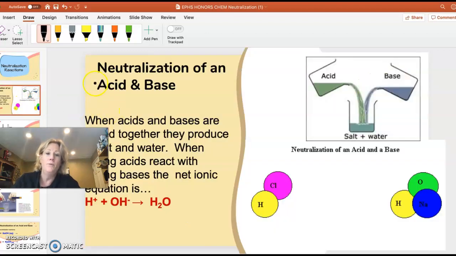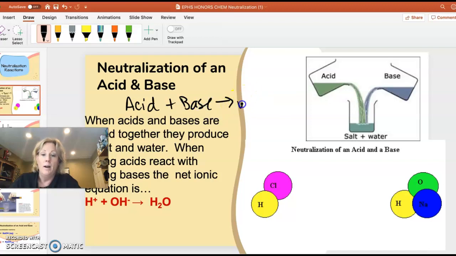So when you do a neutralization, the reaction is always acid plus base, and that makes water and some form of a salt. And the salt can be sodium chloride, but you'll see it can be other things too.